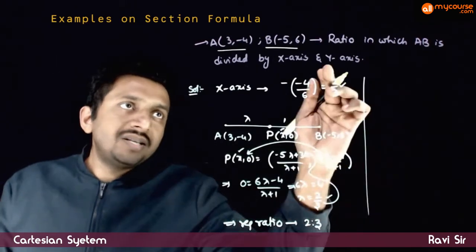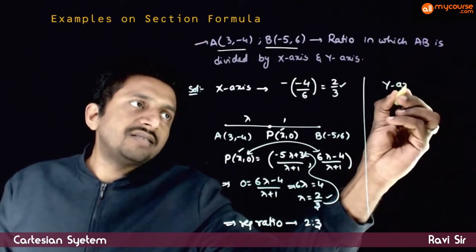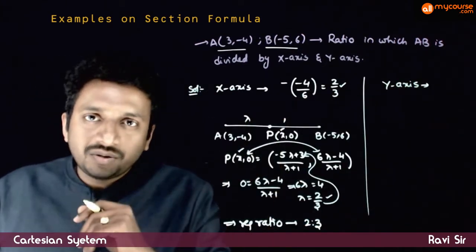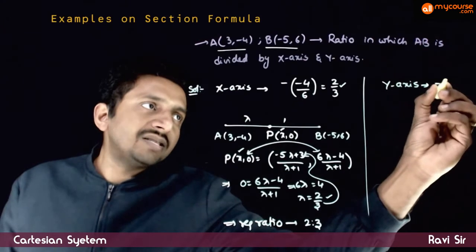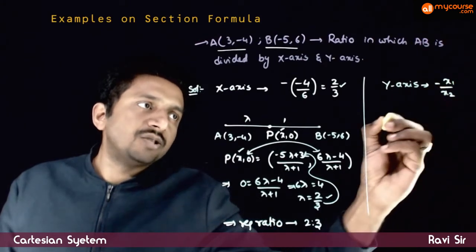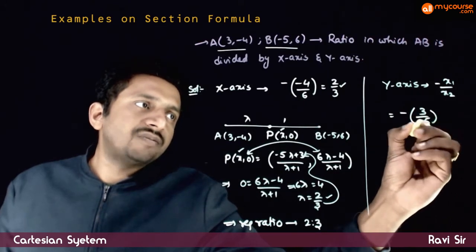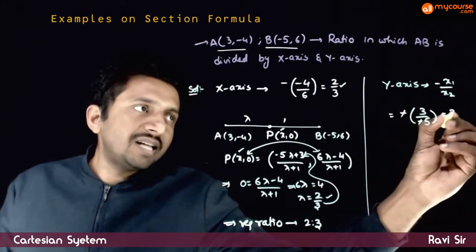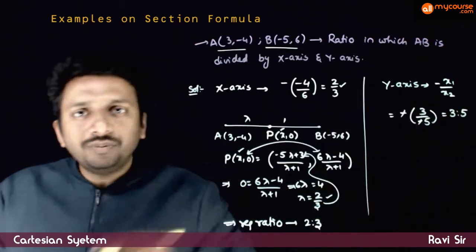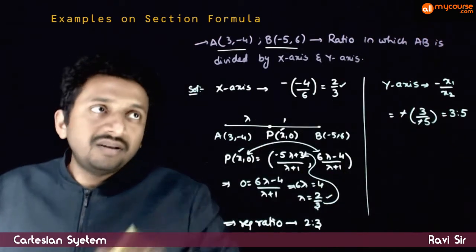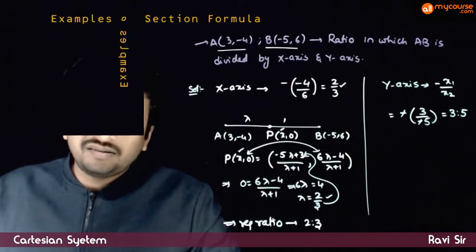So now, what is the ratio in which y-axis divides AB? So let us directly do this using the formula. The formula is minus of x1 by x2. That is minus of 3 by minus 5. This minus and minus gets cancelled. So you have the ratio 3 is to 5. So this will be the answer corresponding to y-axis.